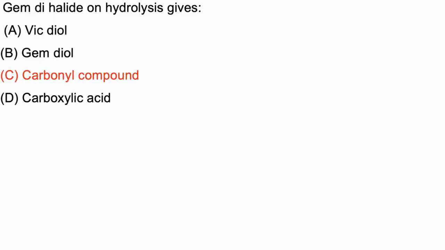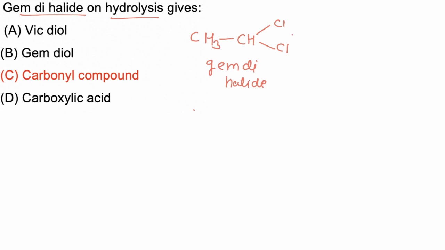In this question, we have to find what is the product of hydrolysis of gem dihalide. Now, gem dihalides are those molecules which have Cl on the same carbon. For example, this molecule is having 2 Cl on the same carbon. So this molecule is called gem dihalide. Now, gem dihalide on hydrolysis, on reacting with water.